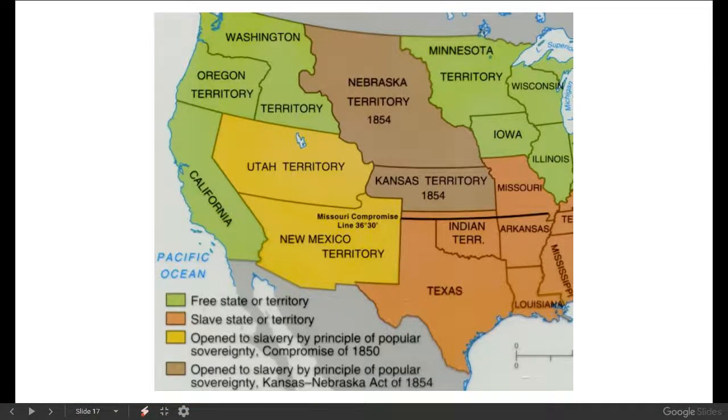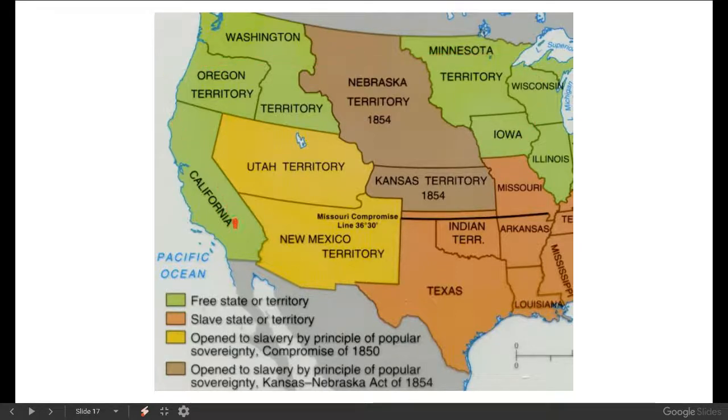All right, so if we look at our map here, here is our Missouri Compromise line, 36°30', the southern border of Missouri. And so according to that compromise, anything north of that line in this Louisiana Purchase territory should be free. And so you can see where those people would be against the Kansas-Nebraska Act.